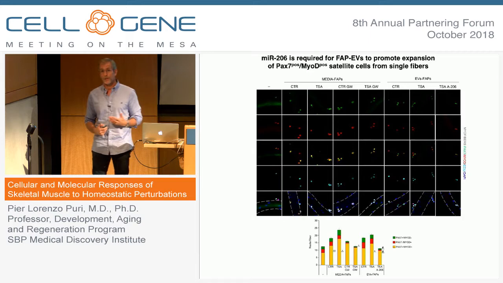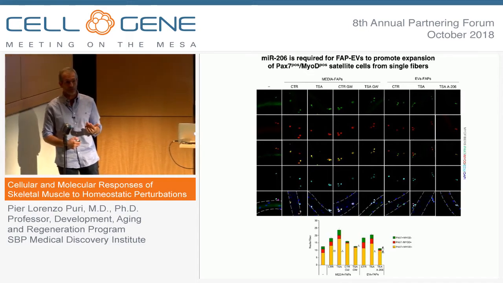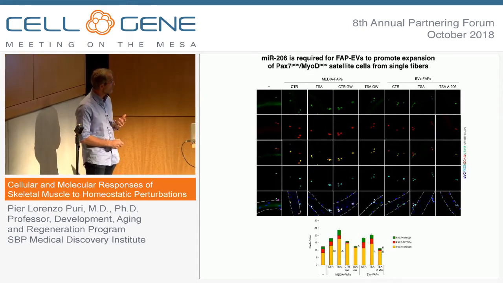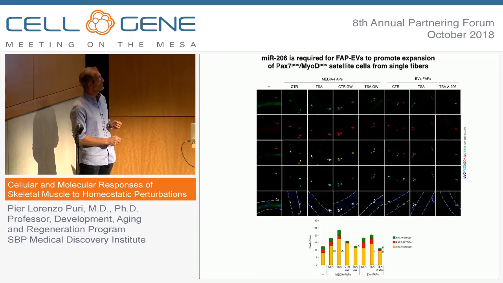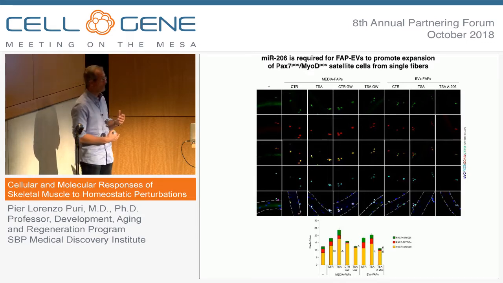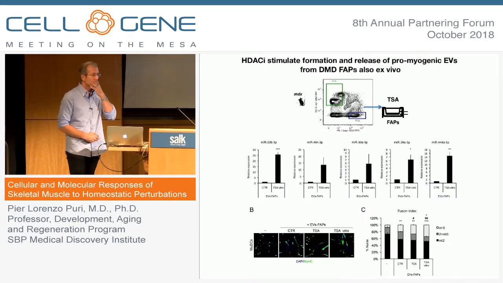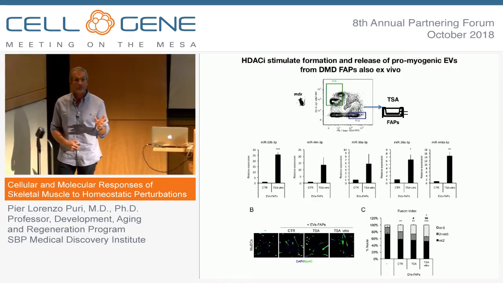So we started to dissect the role of different microRNA, and microRNA 206 was clearly the first target. So we used the same assays as before, and we observed that an antagomir of 206, when transfected in fibroadipogenic progenitors, could completely abrogate their ability to release extracellular vesicles that promote satellite cell activation. So these microRNA are really important, and in the case of 206, it's critical to promote the activation of satellite cells.